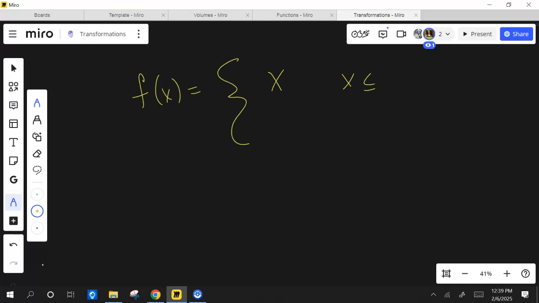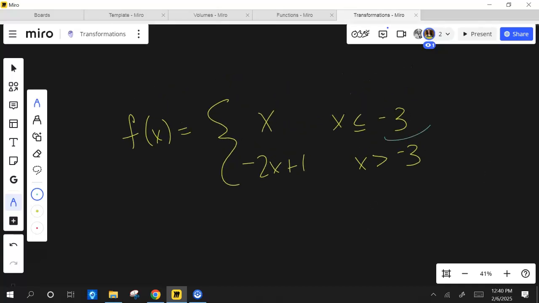X when X is less than or equal to -3. I probably shouldn't have erased that one on the board because I could have referenced it, but it's okay. All right, so here's what we're going to do with the plug-in method. Where are we being cut off? What X values are cut off? -3, right? We're going to take the cutoff part and we're going to plug it in.